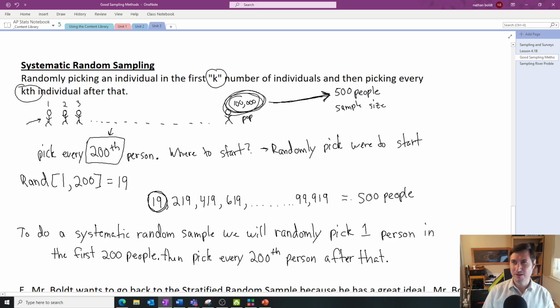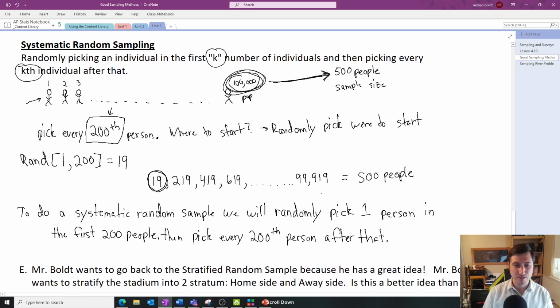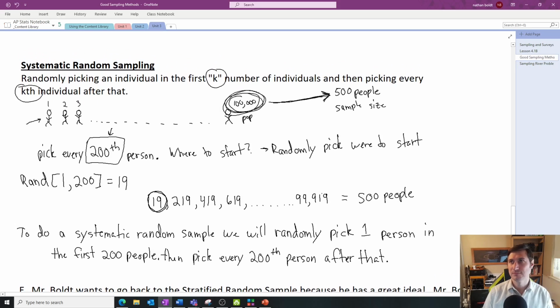All right, that's the new one there. Does that kind of make sense? I didn't think that one was quite as difficult as the stratified, but anything you want me to elaborate on more there? All right, good deal.